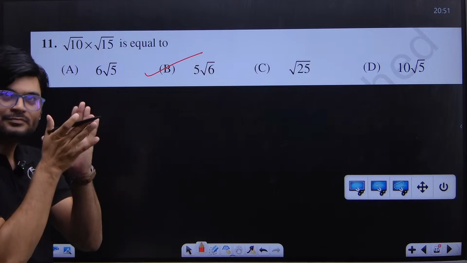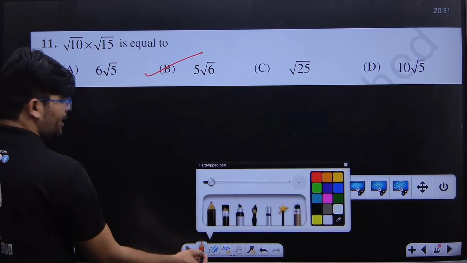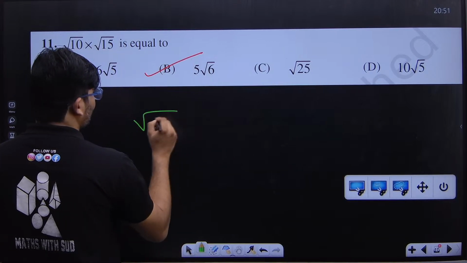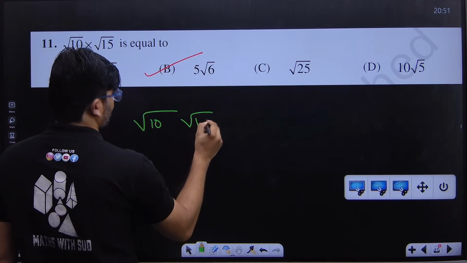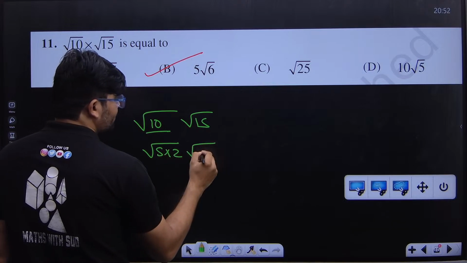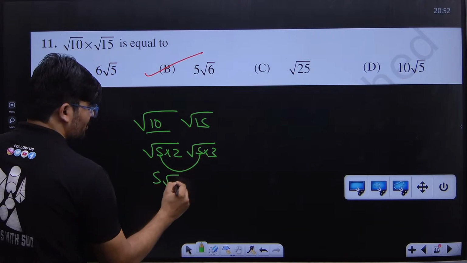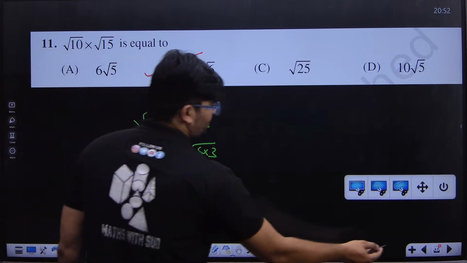Good one. So you got 5 out of 5. I don't know how you did it, but let me tell you how we can do it. We can break down this under root 10 as 5 into 2 and this 15 as 5 into 3. So under root, 5 comes outside, then 3 times 2 is 6. Good one.